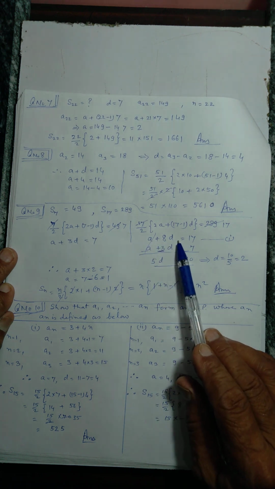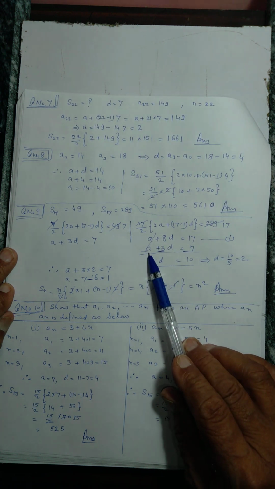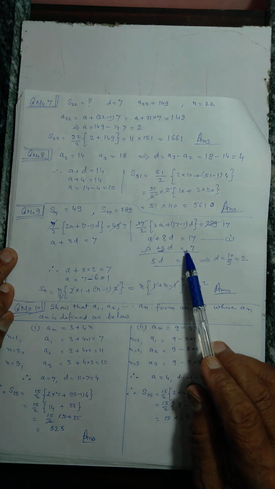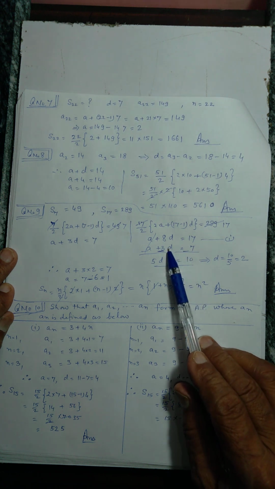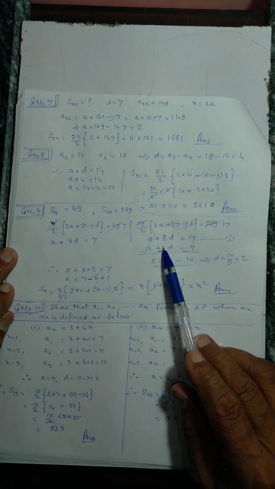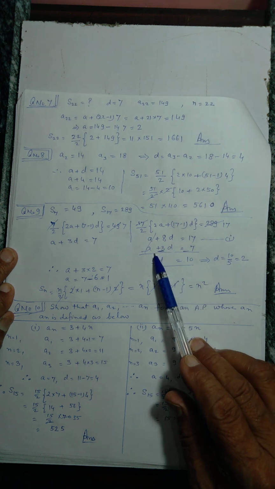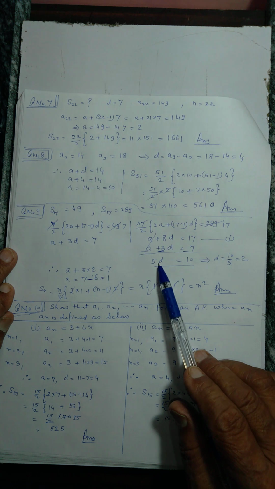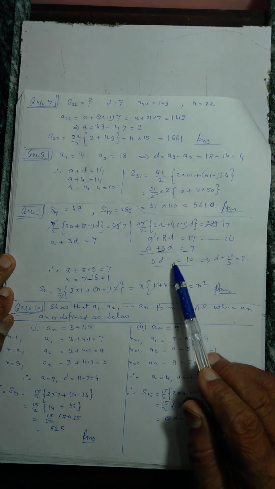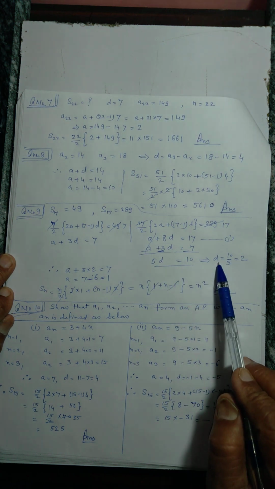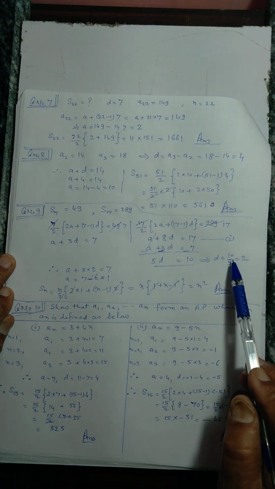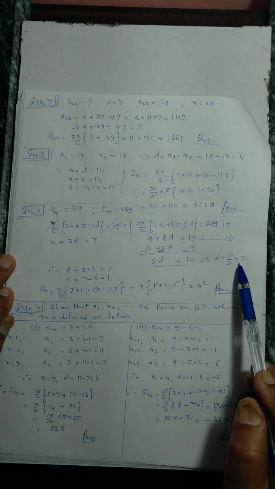So A plus 8D is equal to 17 and A plus 3D is equal to 7. Now subtract this equation from the upper equation. So you will get here 5D is equal to 10. So D, the common difference, will be equal to 10 divided by 5, that will be equal to 2.